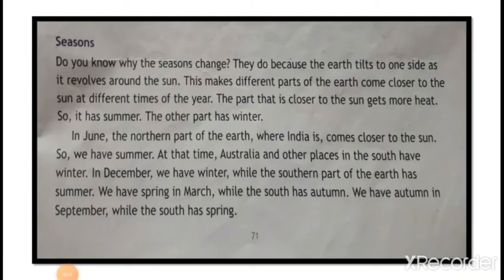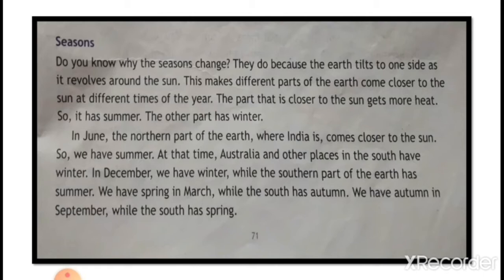Our next topic is about seasons. Do you know why the seasons change? They do because the earth tilts to one side as it revolves around the sun. This makes different parts of the earth come closer to the sun at different times of the year. The part that is closer to the sun gets more heat. So it has summer. The other part has winter.